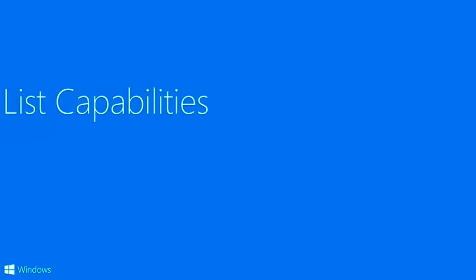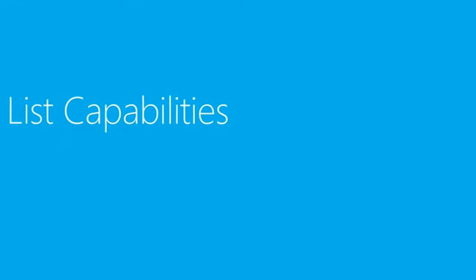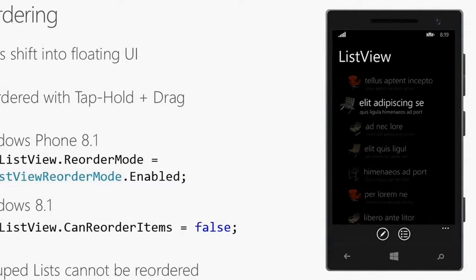Okay, so that's an overview of the templates that we have available. Let's look a little bit at the capabilities that these list controls give us. We can do some really cool stuff like reordering. When we shift our list view or grid view into a reordering mode, our items shift into this floating UI. We can reorder very simply by tapping on an item and then dragging it up or down the list, or with a grid view, across our list.